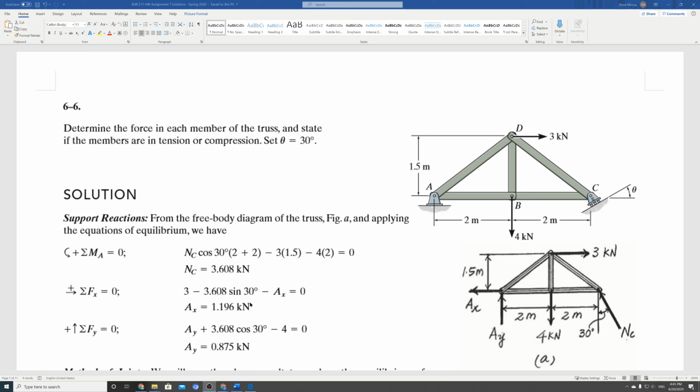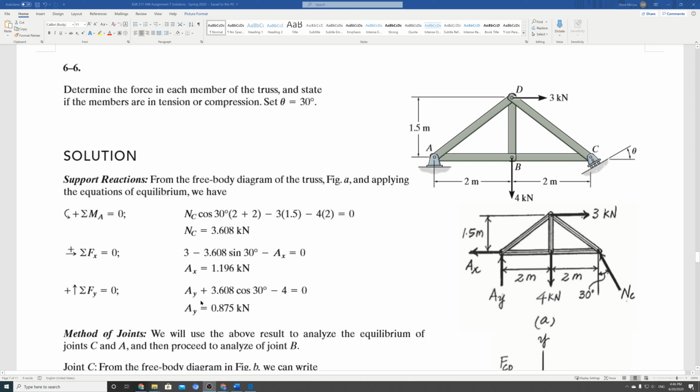All right. The next one is doing the summation of the forces in the x direction. Now in this case, you're going to have AX, you're going to have the 3 kN, and you're also going to have the x component of this one. So here's NC right here, or normal C. Then it's sine of 30 degrees because it is the opposite side, opposite this angle. Okay? And then minus AX. So in this case, we only have one unknown. Very easy to solve for AX.